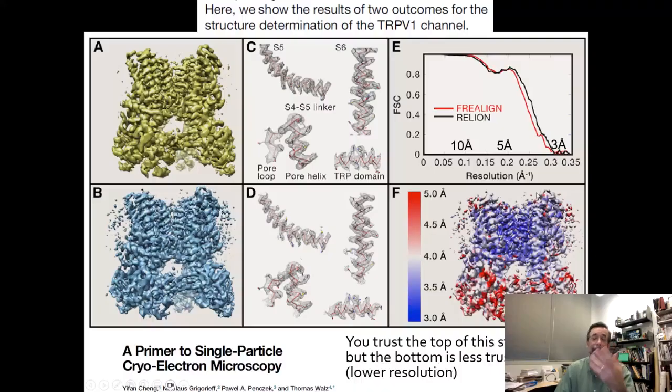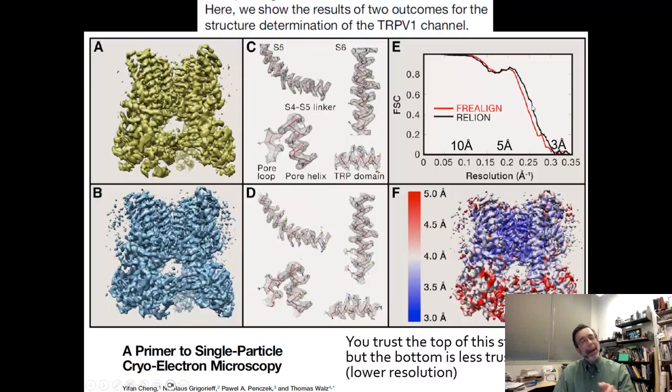Oh, and by the way, I need to do this a different way because I forgot the resolution. I should have looked at the axes. The resolution is actually 1 over angstroms here. That means that this actually averages out to be about 4 angstroms, which makes perfect sense because 4 angstroms is the average resolution down here.